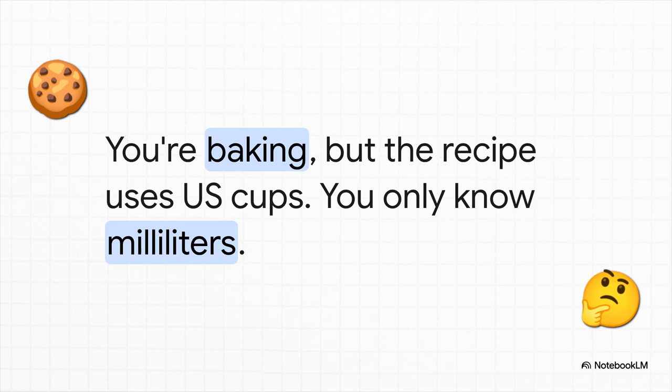Okay, picture this. You're all set to bake some amazing cookies. You've got your flour, your sugar, everything's ready. But the recipe calls for things like US cups and tablespoons. You look at your measuring jug, and what does it have? Milliliters. You know that feeling, right? It's super frustrating, and it's the exact kind of problem that's perfect to solve with a little bit of code.